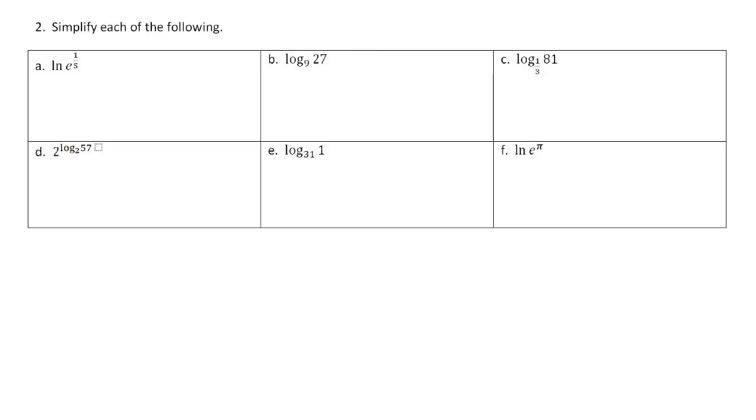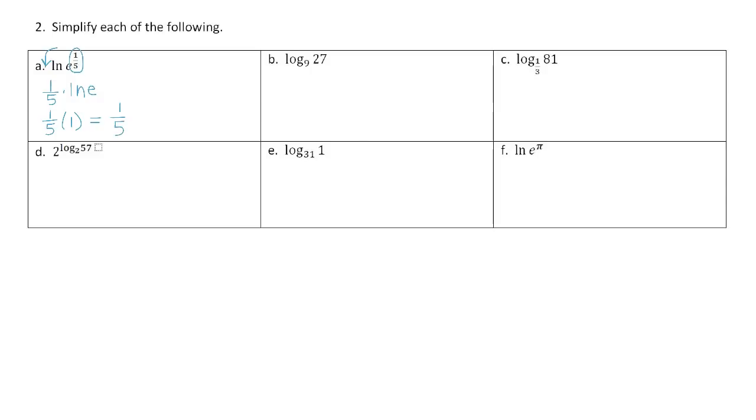Okay, for our next part, here we're simplifying, and notice we have an exponent here that's going to move to the front. So that's 1/5 times the natural log of e. The natural log of e is always equal to 1, so 1/5 times 1 is going to be 1/5.